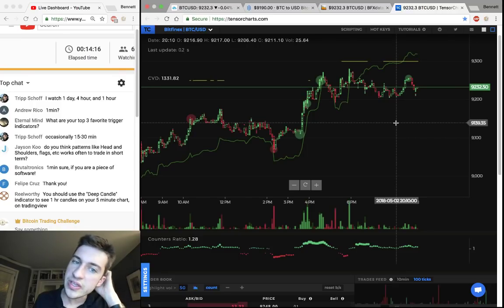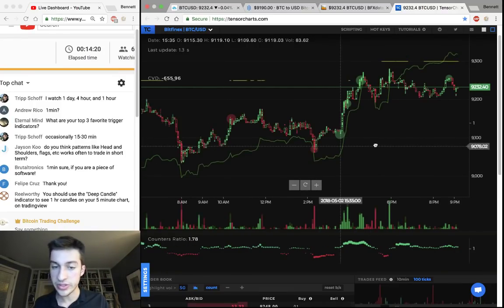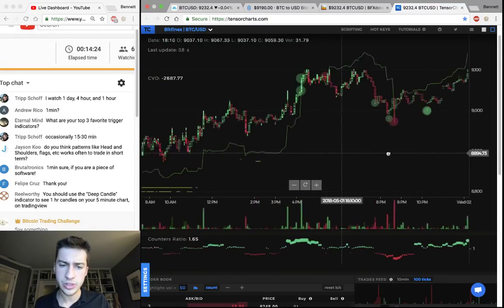You want to see CVD slowly rising with price. I mean, when price is rising, you want to see CVD slowly rising too. You don't want to see CVD spiking. That's a pretty bad sign.